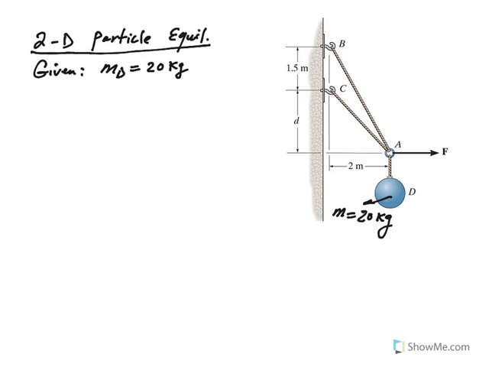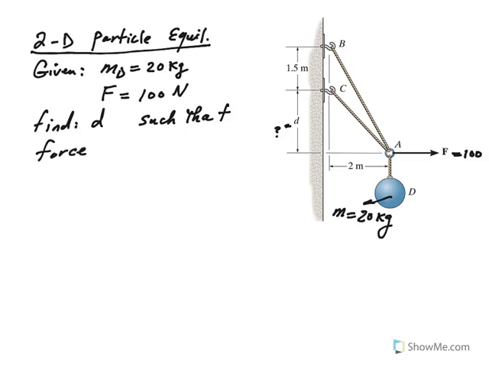And we also know that the force applied here horizontally is 100 newtons. So that's given. We want to find the largest dimension D, this vertical distance here, so that the force in cable AC is 0. In other words, we can call that FAC equals 0.